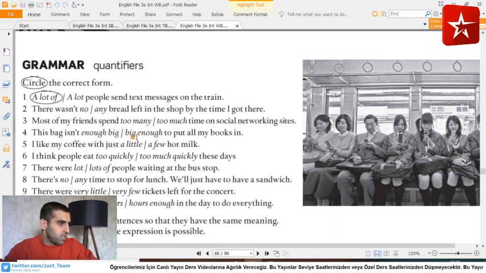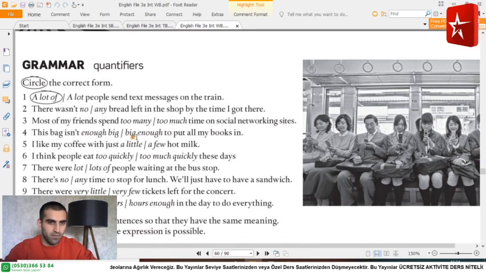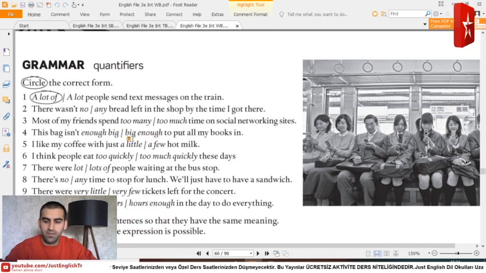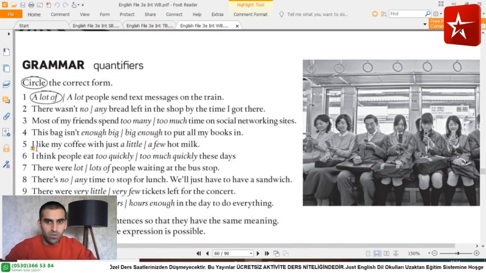Esra says enough. Neri says no English. Okay, learn English then. Irina says big enough. Yes, the answer is big enough. Big enough is a correct answer because big is an adjective. After adjective, we must use enough. Yes, big enough. Great.